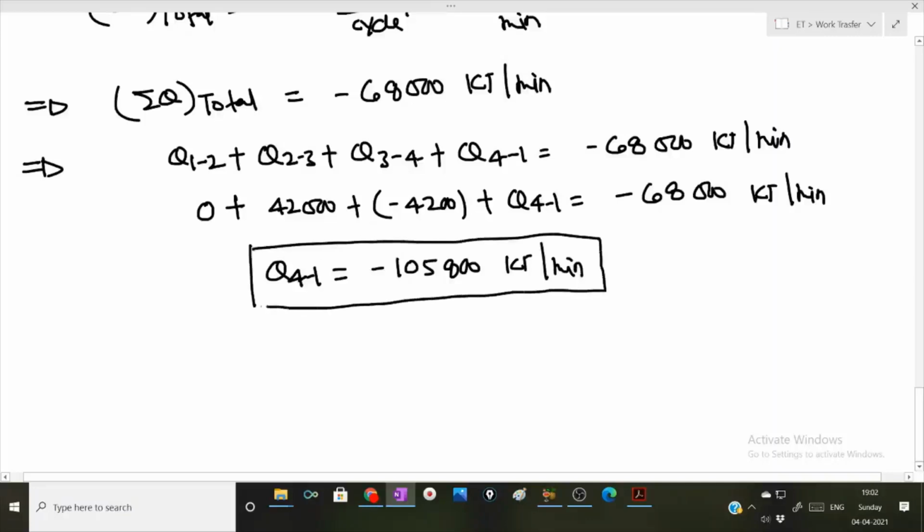This is the first required answer for process 4 to 1.